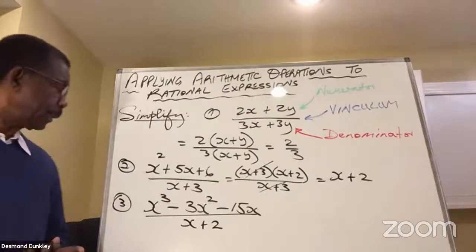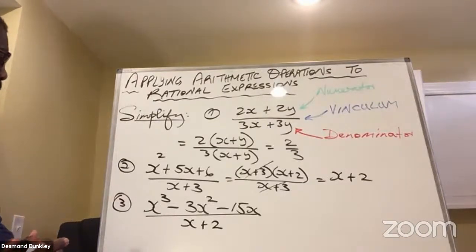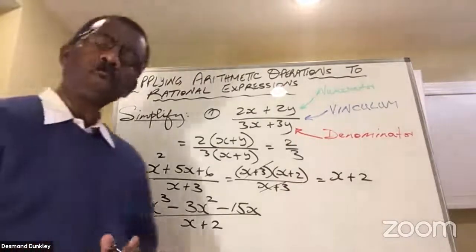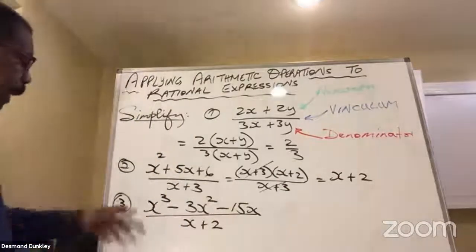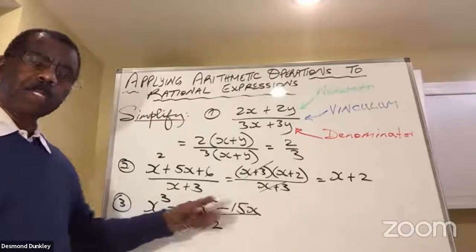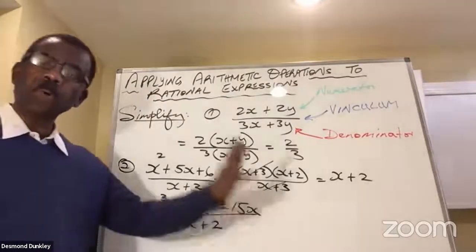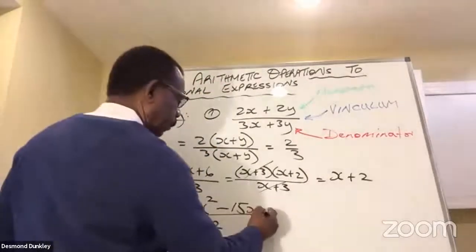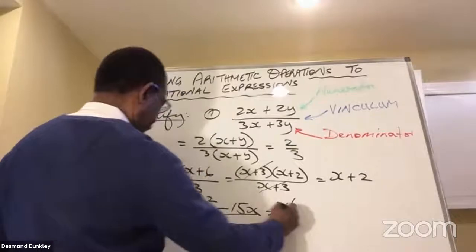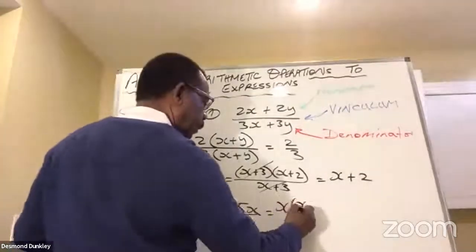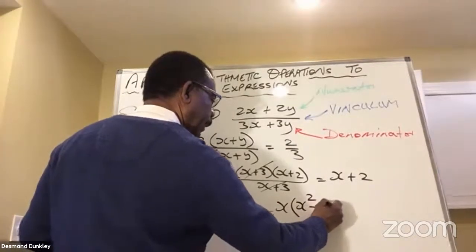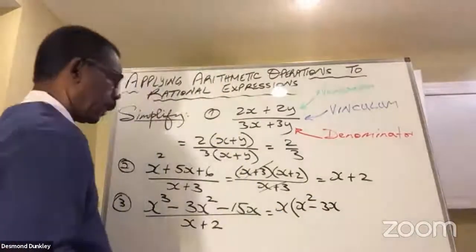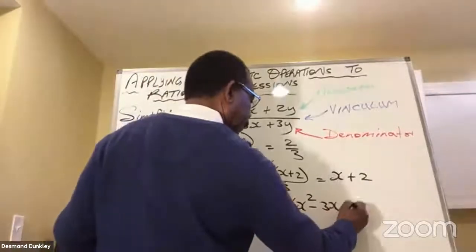Okay, so let's see what that is. X cubed minus 3x squared minus 15x all over x plus 2. The moment I look at this numerator, I notice that there's an x common to all 3 terms. So I could factor out an x. So we end up with x times x squared minus 3x, oh yes, minus 15.